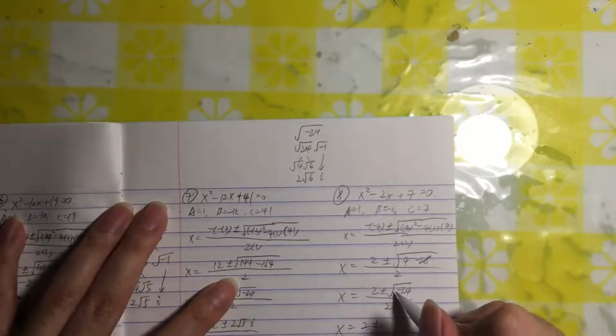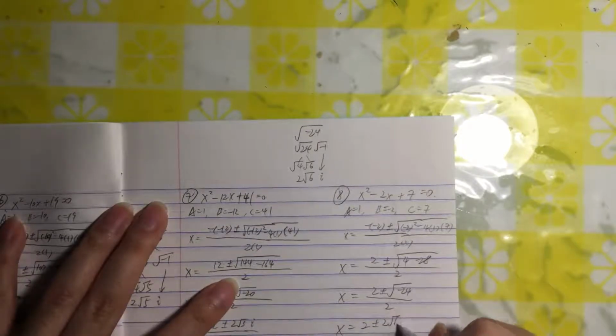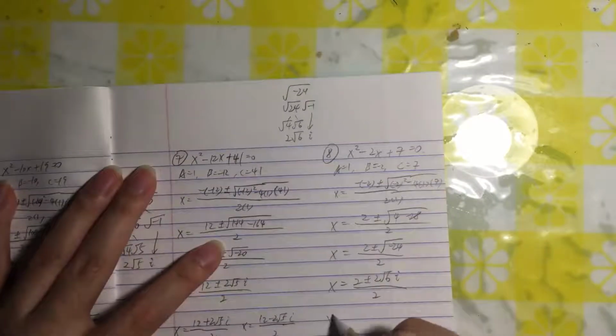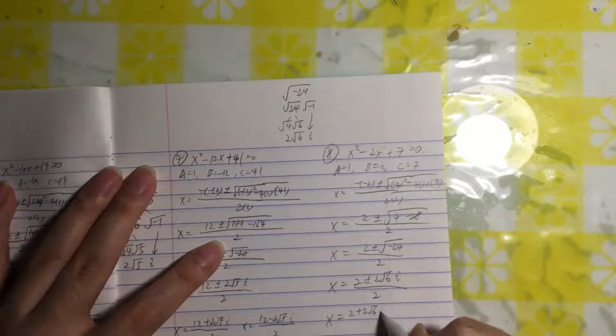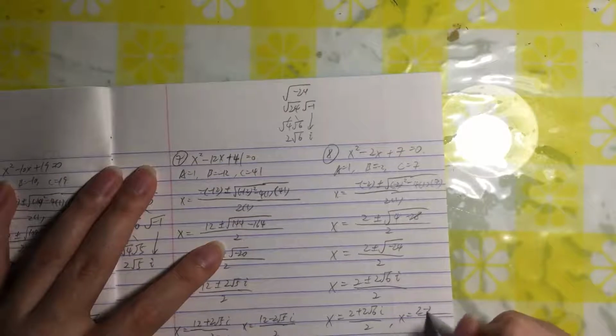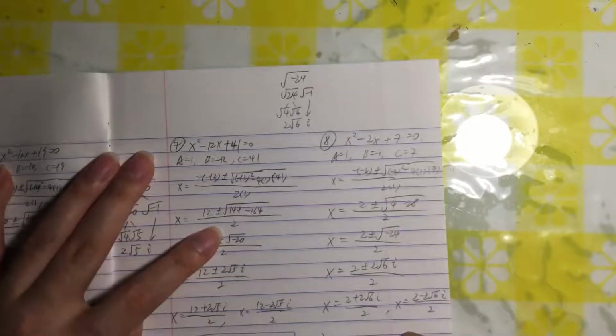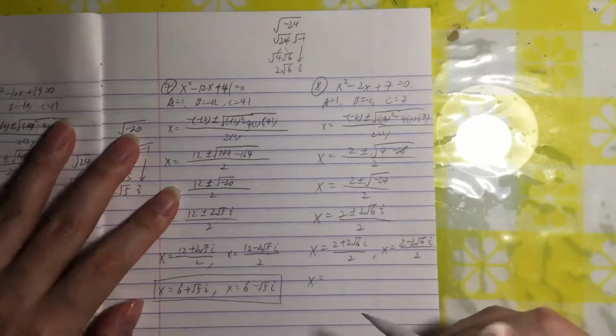So square root of negative 24 is 2 square root of 6 i all over 2. That means x is either 2 plus 2 square root of 6 i over 2, or x could be 2 minus 2 square root of 6 i over 2. There are two solutions. Then simplify the first solution.